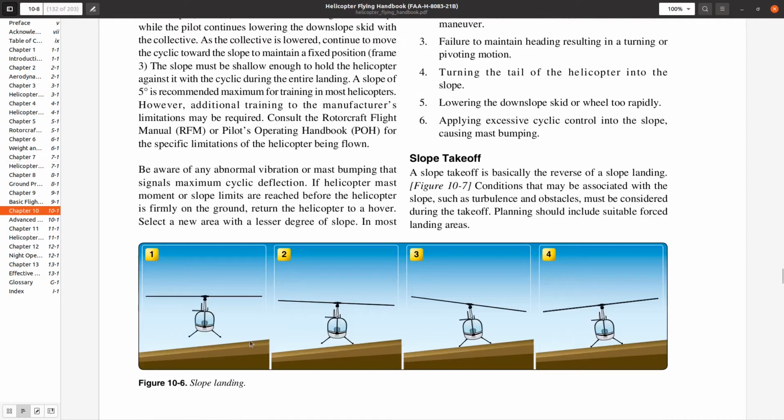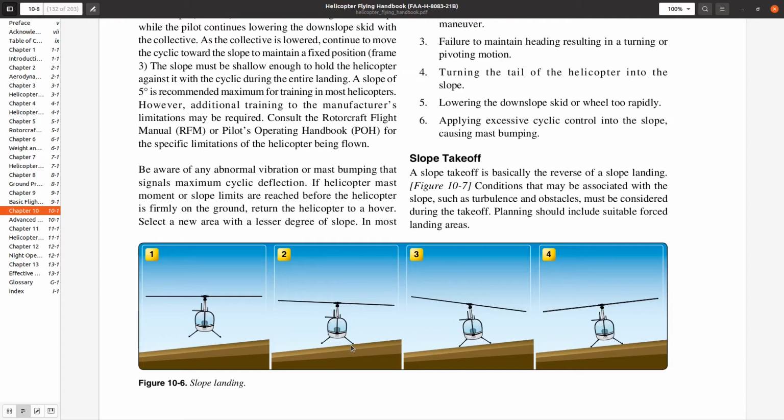So here's my slope, and I want to approach the slope. Normally, I'll approach it at a 45 degree angle, and I want to touch down with the upslope skid first. So here I come down to position 2. Now, a key to getting this right is to do it slow. You cannot be too slow.